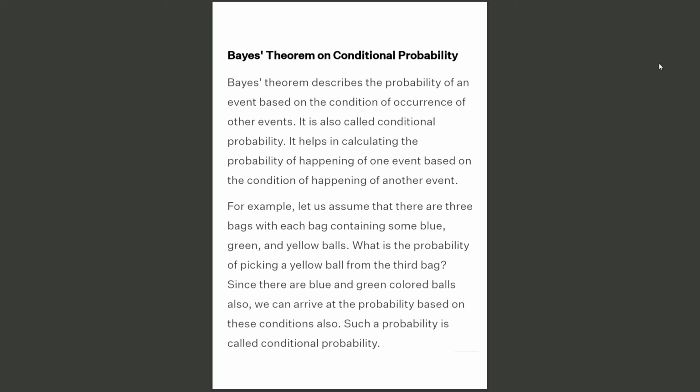For example, let us assume that there are 3 bags, with each bag containing some blue, green and yellow balls. What is the probability of picking a yellow ball from the third bag? Since there are blue and green colored bags also, we can arrive at the probability based on these conditions also. Such a probability is called conditional probability.